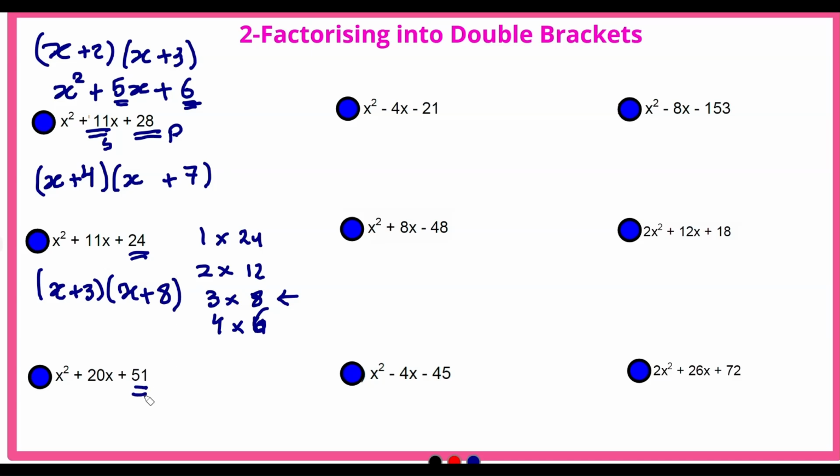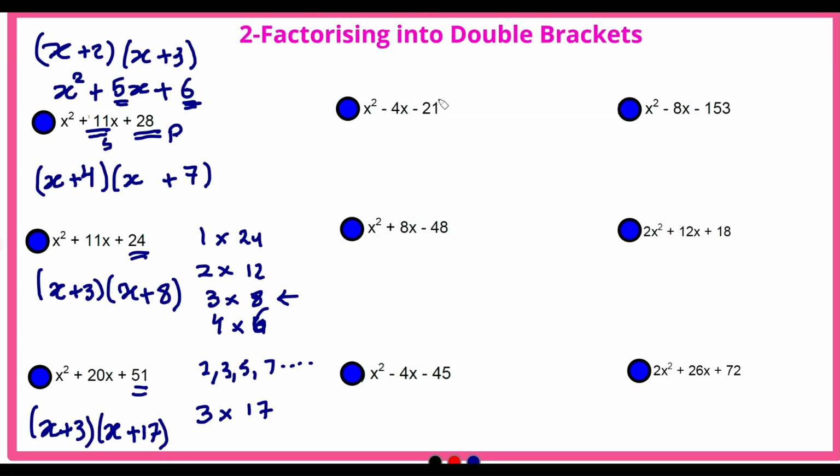What about that? 51, I've never seen 51 in my times table. I need to divide this number by prime numbers. The prime numbers we have are 2, 3, 5, 7, and so on. Try these ones and see what you get. 51 divided by 2 is going to give me a decimal, so I can ignore it. 51 divided by 3 gives me 3 times 17. 3 times 17 is 51. 3 add 17 is 20. So that's the right pair. So it's going to become x add 3 times x add 17.